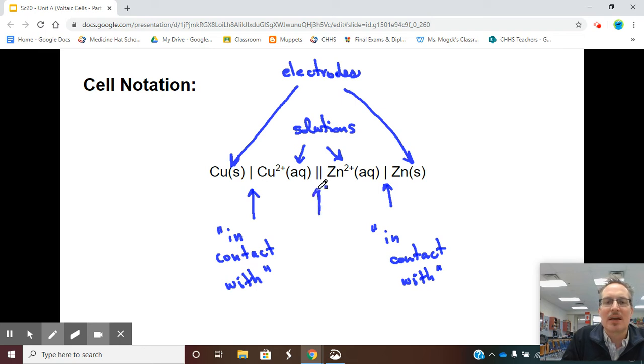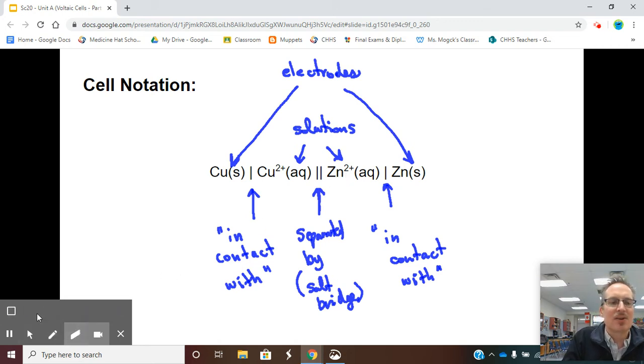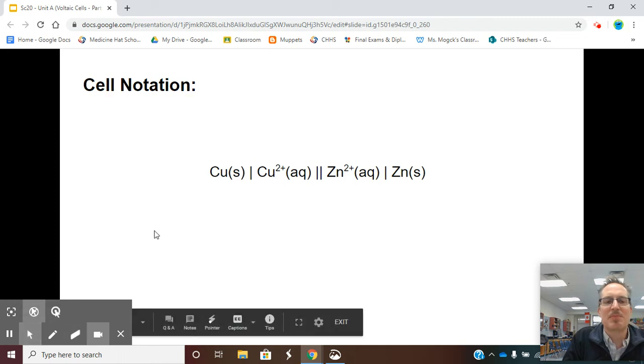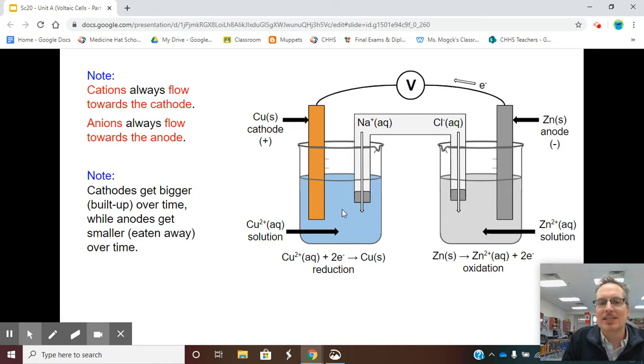A double line means separated by. And in our case, we are talking a salt bridge. So copper solution is separated by a salt bridge from zinc solution. So if we go back and look at this picture from the previous page, we have copper electrode in contact with copper solution, zinc electrode in contact with zinc solution, and they are separated by a salt bridge.